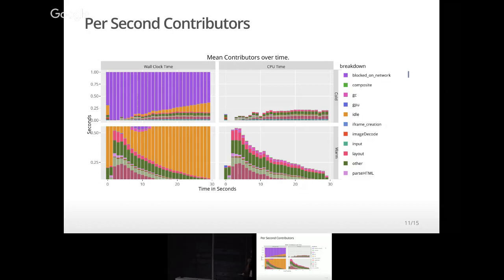Since blocked on network is kind of dominating these measures, I do wonder if you thought about how to do critical path analysis, and to tell if we could reduce the CPU time, would that make an actual difference in time to interactive?